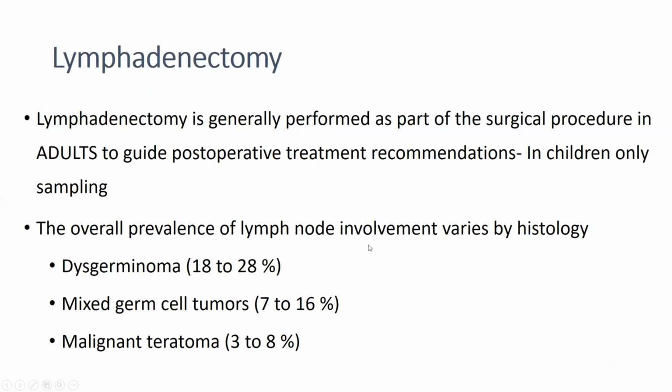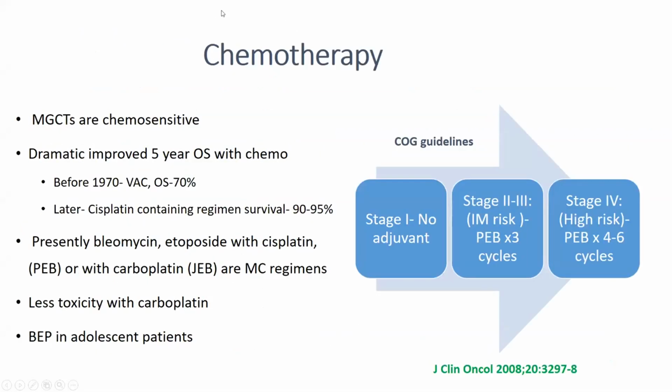So this is the percentage of lymph node involvement according to the histology. In dysgerminoma, 20 to 30% of patients will have a positive lymph node. In mixed germ cell tumor, 5 to 15%, and in malignant teratoma, close to 5% of patients may have enlarged lymph nodes. So coming to the chemotherapy, these tumors are chemosensitive.